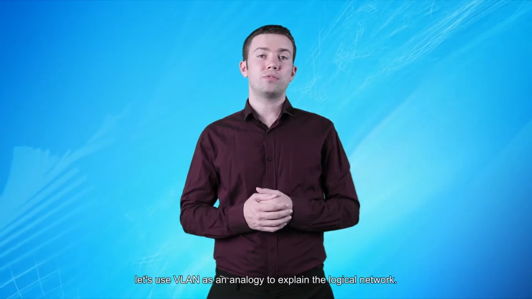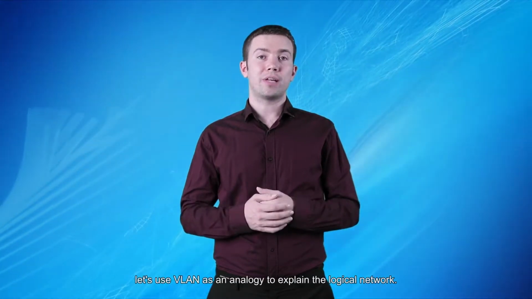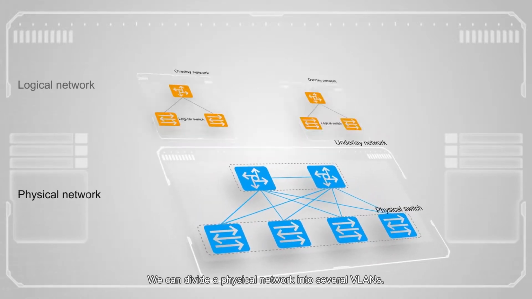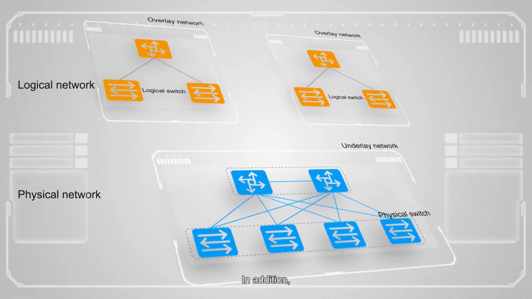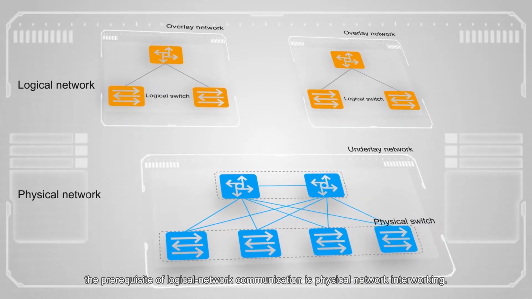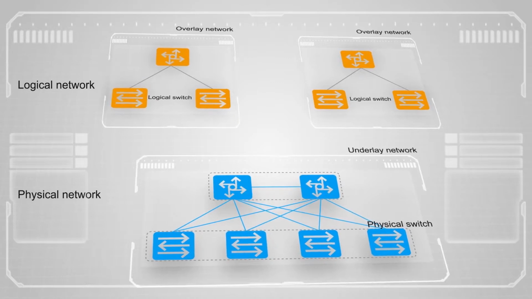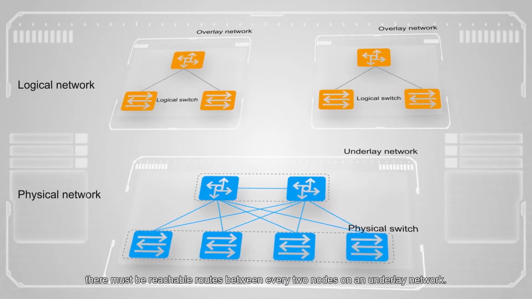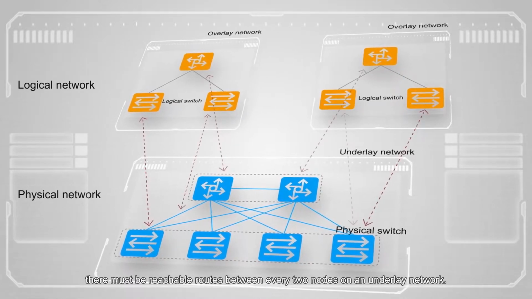Here, let's use VLAN as an analogy to explain the logical network. We can divide a physical network into several VLANs. In addition, the prerequisite of logical network communication is physical network interworking. For an SDN network, there must be a reachable route between every two nodes on an underlay network.